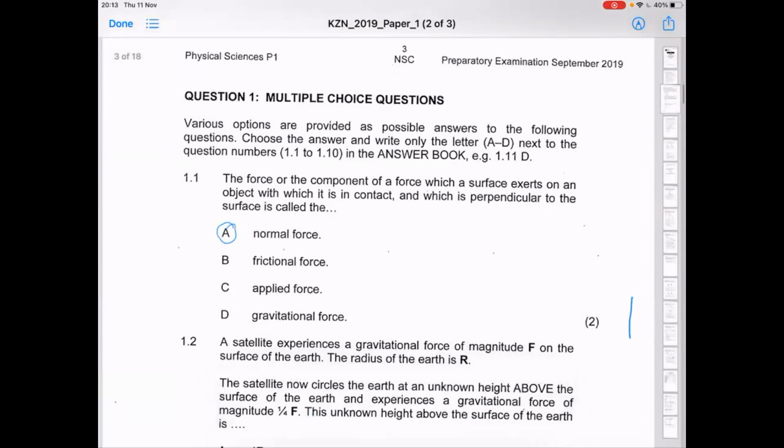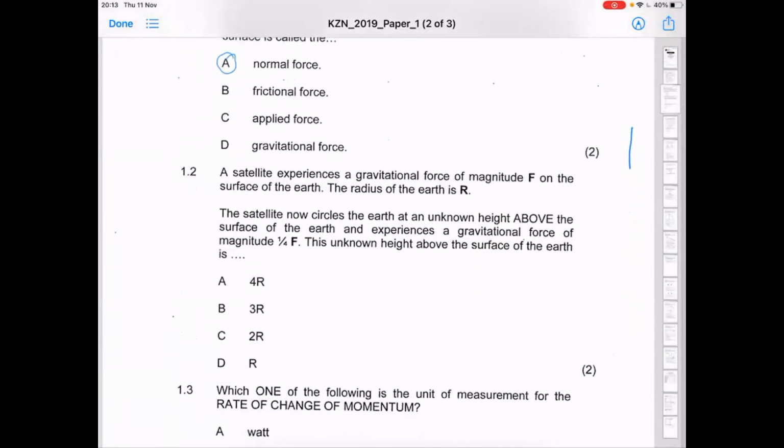And then if you're looking at the next one here, it tells you that the satellite experiences a gravitational force of magnitude F on the surface of the Earth. The radius of the Earth is R. Now it circles the Earth at an unknown height above the surface and experiences a gravitational force of magnitude a quarter F. This unknown height above the surface of the Earth is unknown, so you cannot guess that. You have to go and take your equation for the gravitational force and work it out. And then when you get your answer, look in your A, B, C, D, which is the correct one. Okay, that's how you do the multiple choice.